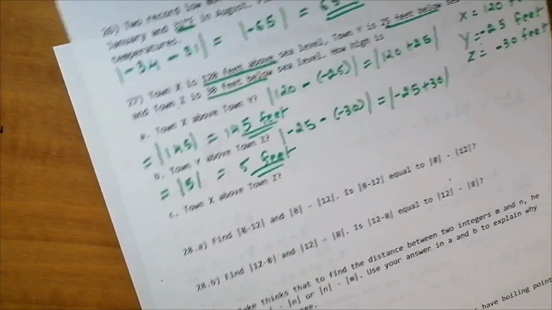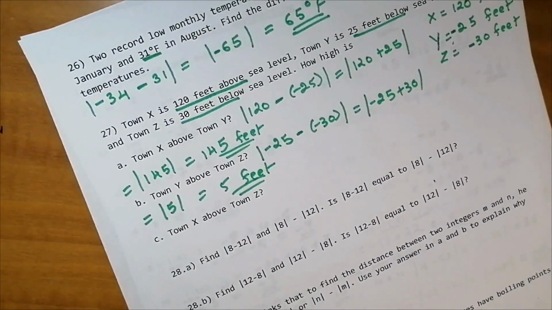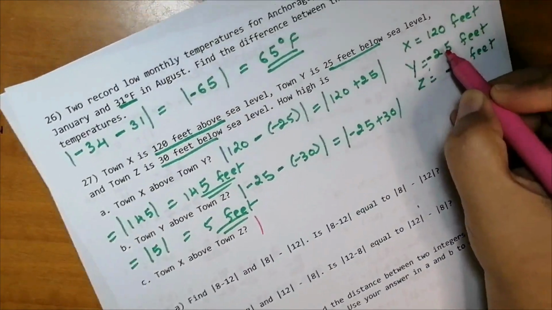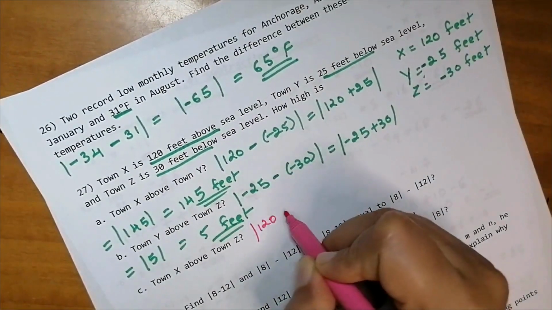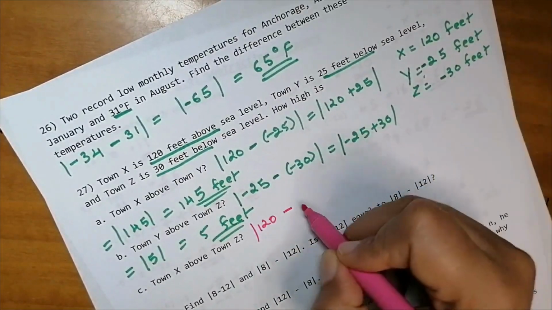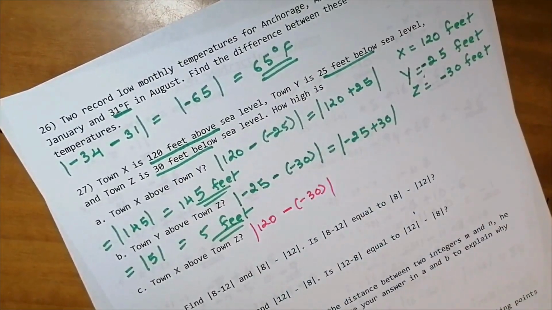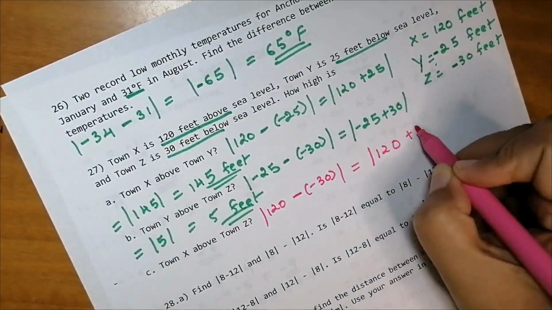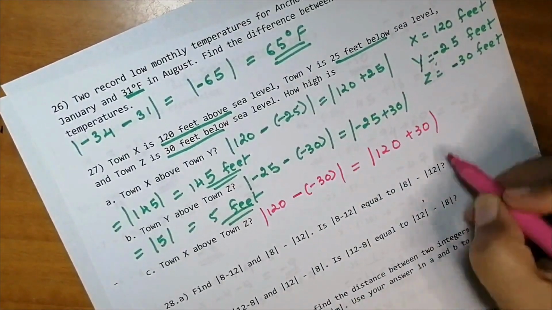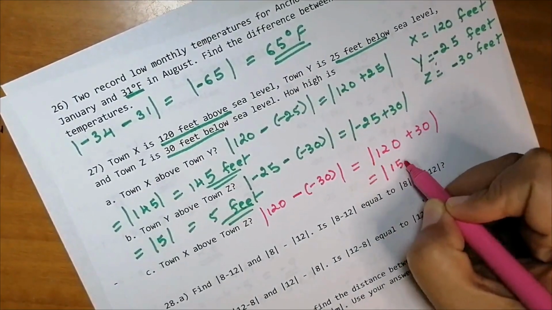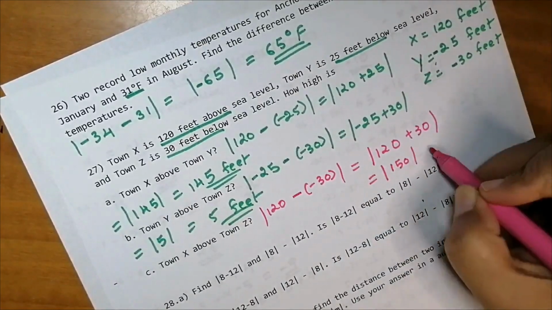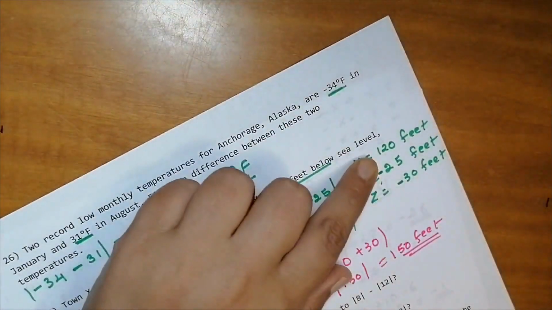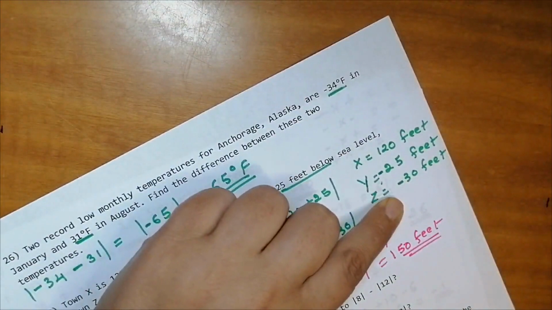Now town X and town Z, the last one. Let me just change the color. Okay, then town X is 120 feet, right? So plus 120 feet, then minus town Z, which is minus 30, right? So this is equal to 120, minus times minus becomes plus, right? So this is equal to 150, right? So this is 150 feet, right? And you can see here this is plus 120 and this is minus 30, right?